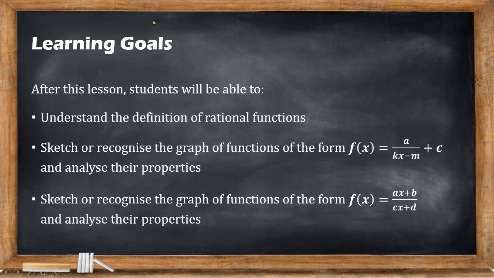So today's learning goals: first is to understand the definition of rational functions, and then we will be able to sketch or recognize the graph of functions of the form f(x) equals a over kx minus m plus c and analyze their properties. And then we'll also be learning to sketch or recognize the graph of functions of the form f(x) equals a ratio between two linear functions and analyze their properties.